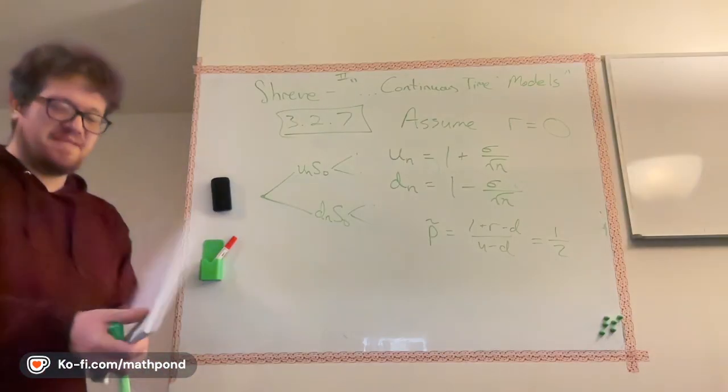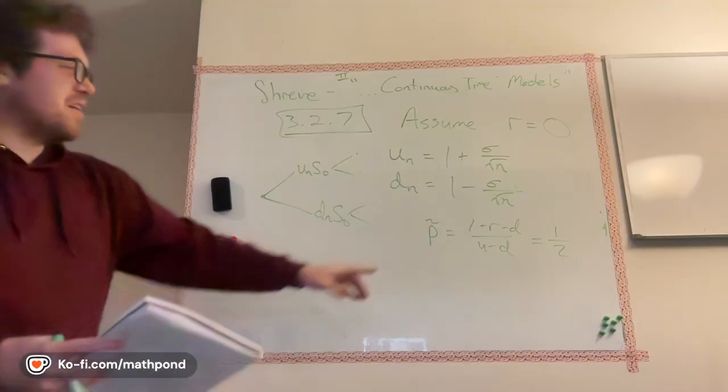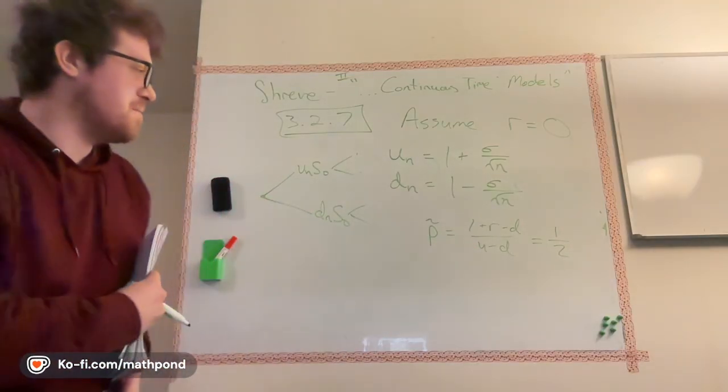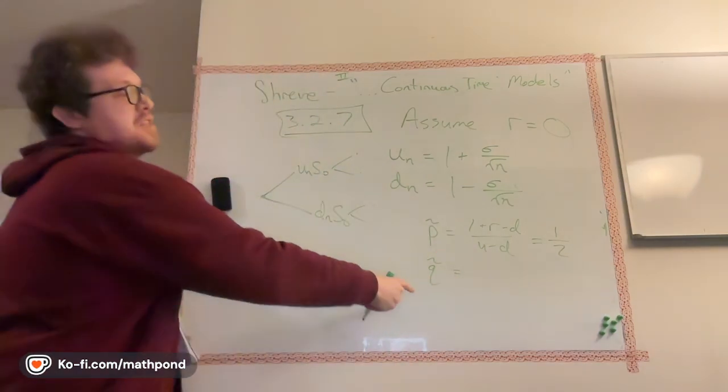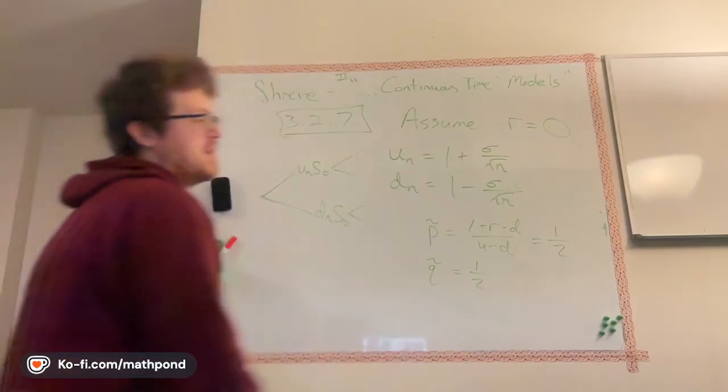Yeah, where is Jeff? Okay, so I think this is correct. I think I remembered it correctly, and then the risk neutral q has to also be 1/2 because it needs to be 1 minus the p.